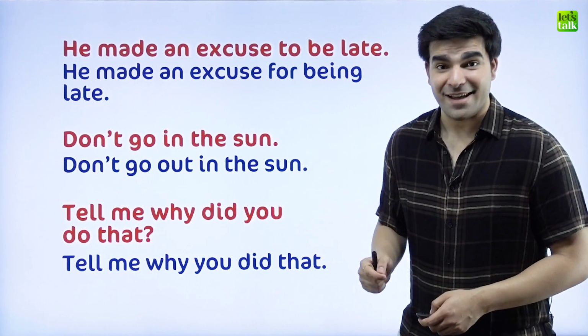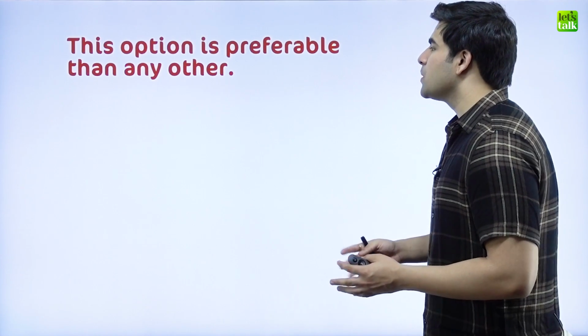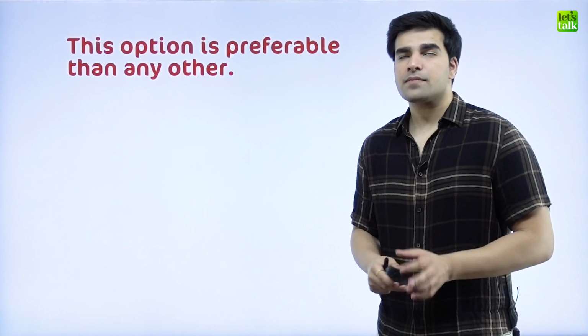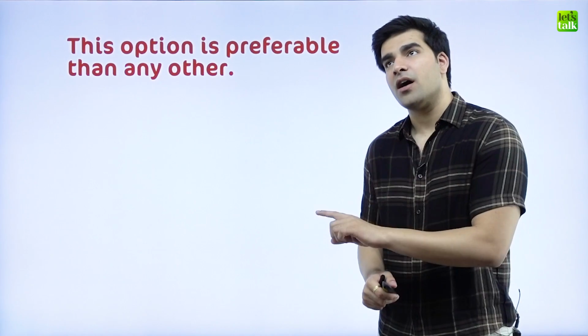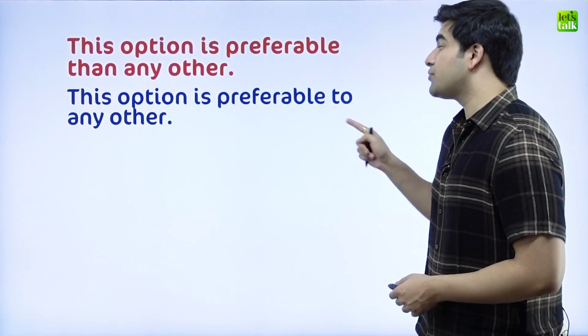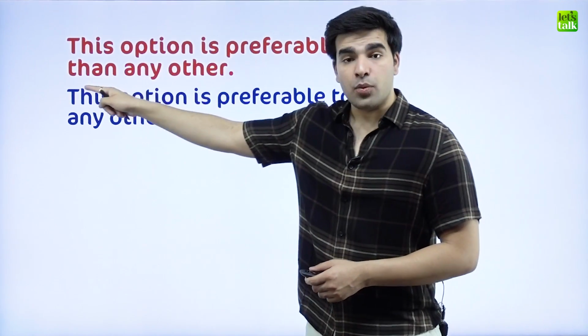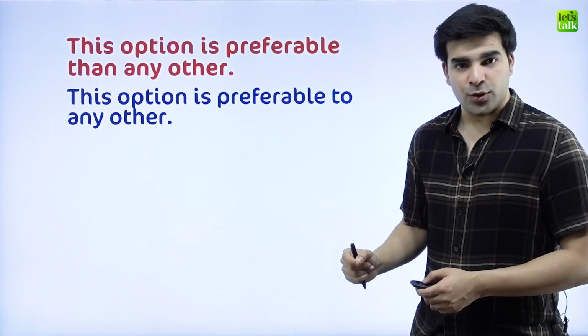Let's move to the next 17. The fourth one is "this option is preferable than any other." The most common, because after prefer, people end up using than. However, we say "this option is preferable to any other." We don't say preferable than, we say preferable to.